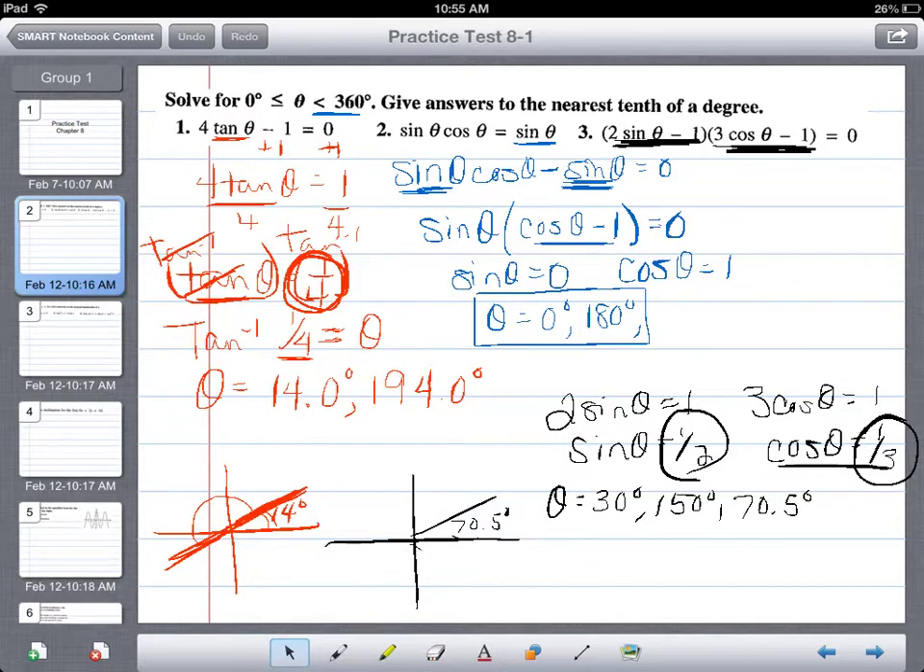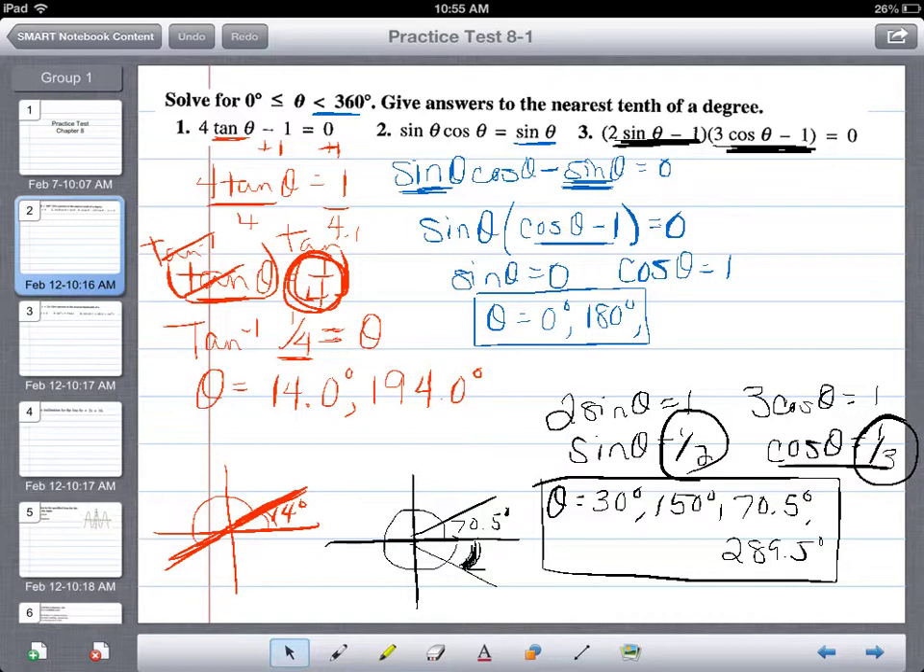Cosine is also positive in the fourth quadrant because it relies on the x-coordinate. So I'm going to take 70.5 degrees away from 360 on my calculator, and I get 289.5. So what I just did is 360-degree angle minus the acute angle 70.5. So I took 360 minus 70.5 to get 289.5. So those are my 4 answers for number 3.